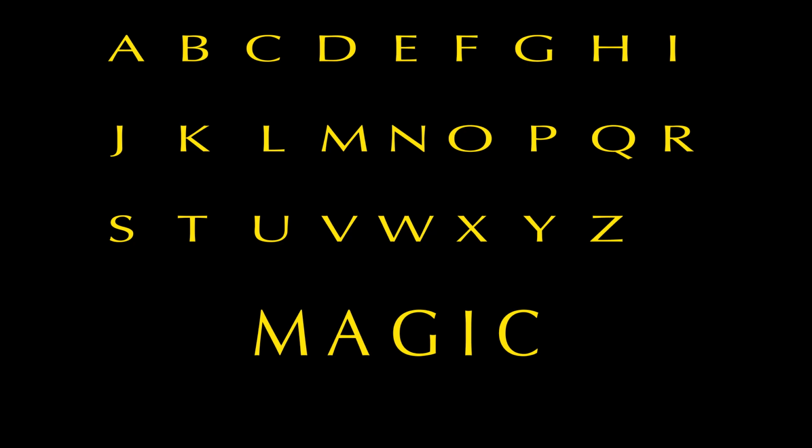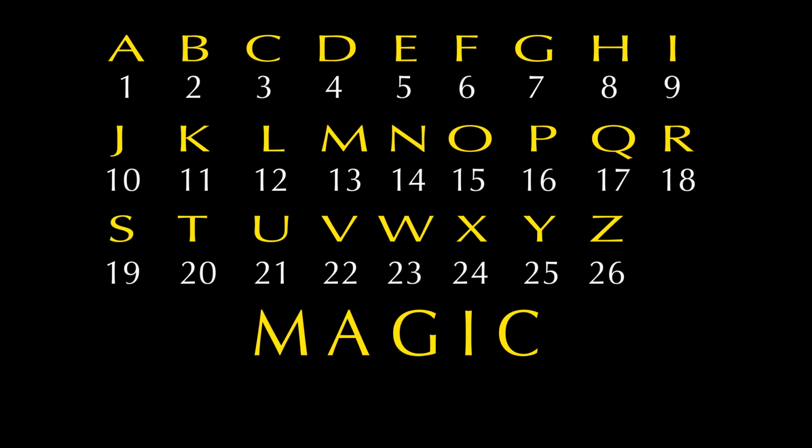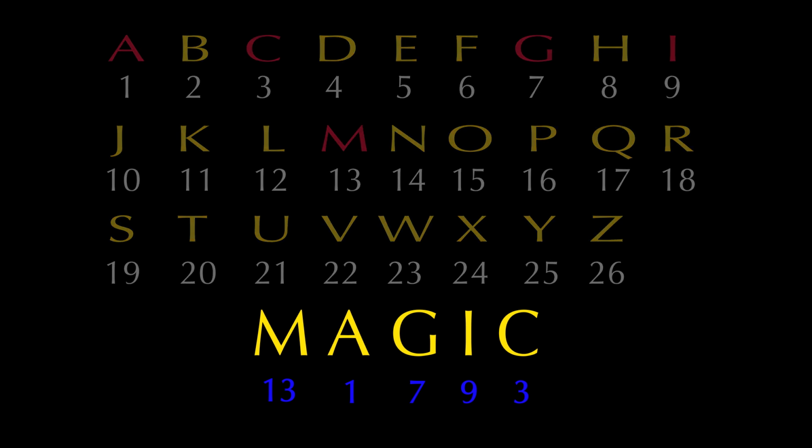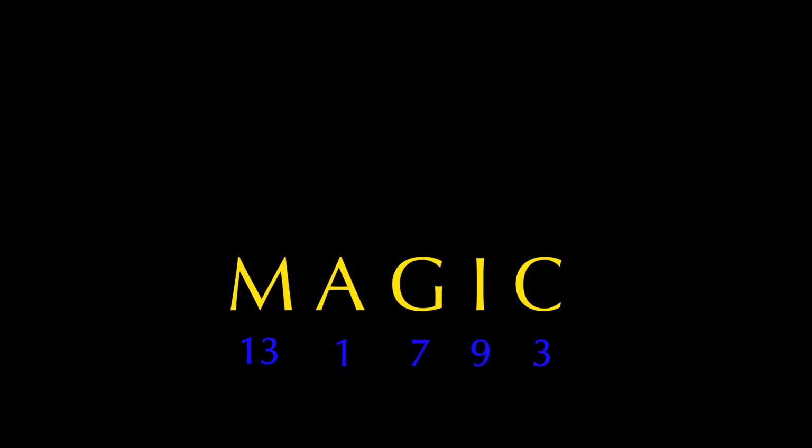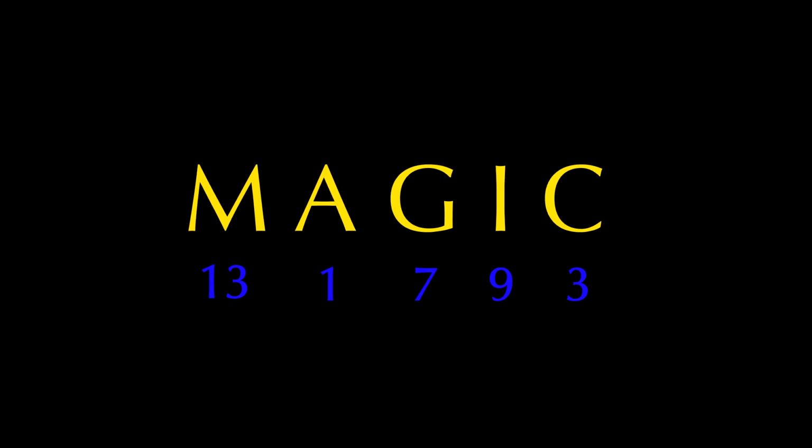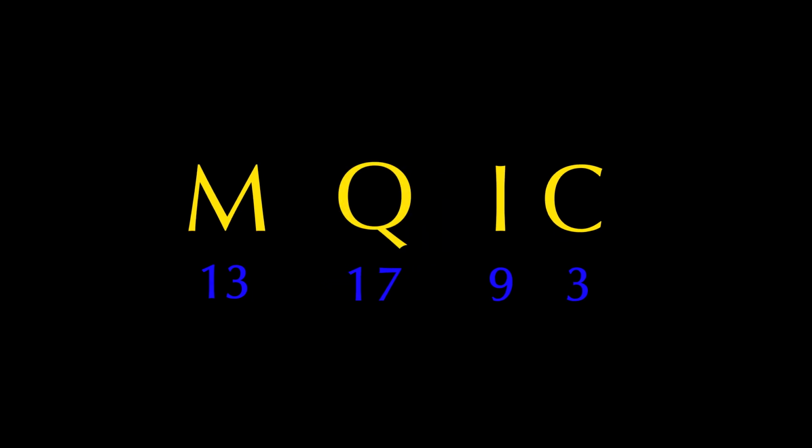The technique I will be using is to simply enumerate all the letters of the English alphabet, like so. This is your basic numerology. So we can now convert our word into these numbers. But there's a slight issue. Are we talking about magic? Or are we talking about MQIC, whatever that is?